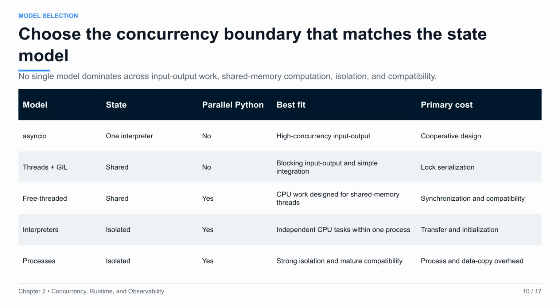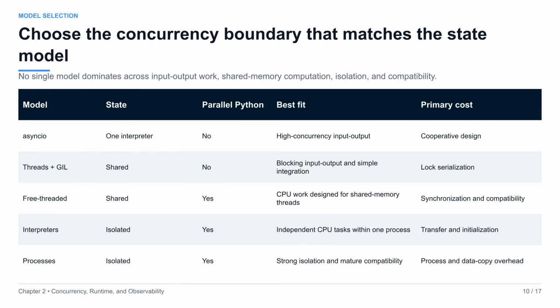Start concurrency selection with state, not worker syntax. Asyncio is effective when many operations wait on input-output, and tasks can cooperate within one interpreter. Conventional threads integrate blocking libraries and share objects conveniently, but the GIL limits Python bytecode parallelism. Free-threaded Python adds parallel bytecode while retaining shared memory, increasing synchronization responsibility. Interpreters provide multi-core execution with isolation inside one process, while processes offer the strongest mature boundary at higher operating system and transfer cost.